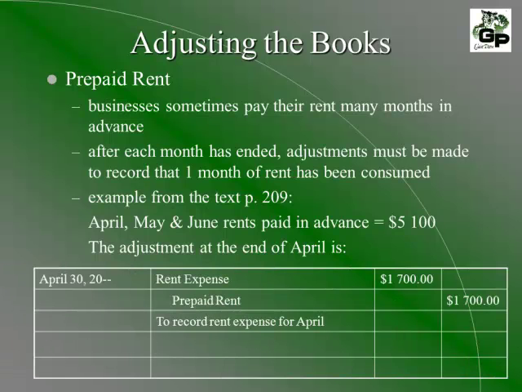This entry in our journal has a debit amount of $1,700, which is 1/3 of $5,100. This is the rent expense. Our credit amount is $1,700, and this is the prepaid rent. Now, because prepaid rent is an asset, the $1,700 credit will reduce the amount of this asset. The description is to record the rent expense for April.